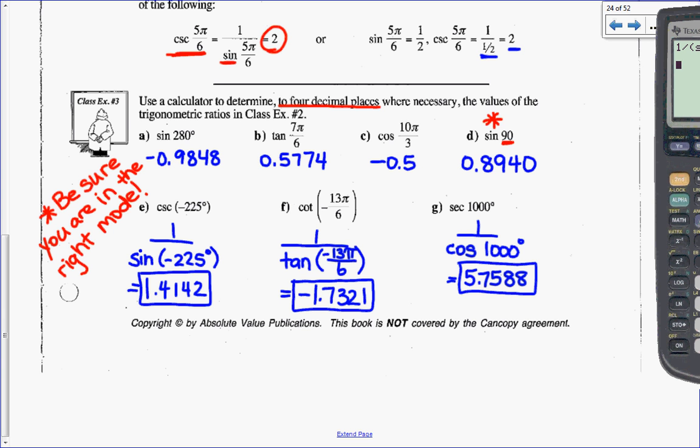If it was, it would have the degree symbol. So this is actually radian mode. Be very, very careful of that, okay? You will see the degree sign if it is measuring in degrees. If there is no degree sign, it is measuring in radians.